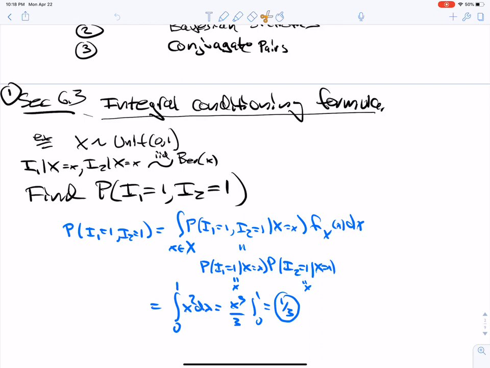Notice that I'm not saying that I1 and I2 are independent. I'm saying that the conditionals, I1 given X and I2 given X, are independent. Clearly, I1 and I2 aren't independent, because if this factored, you would get 1/2 times 1/2, and that's not a third.